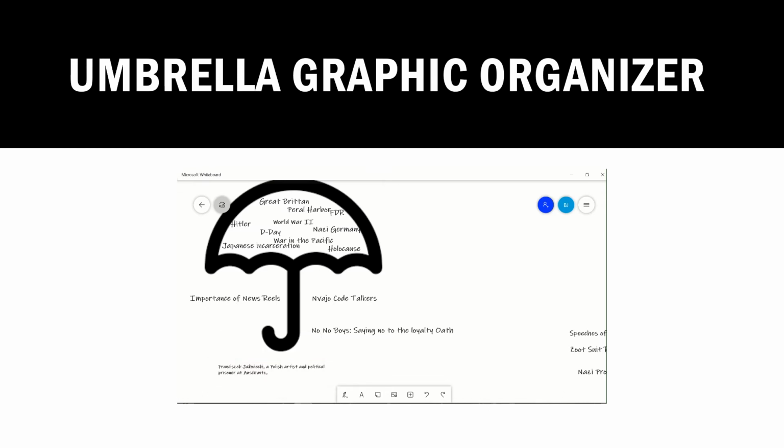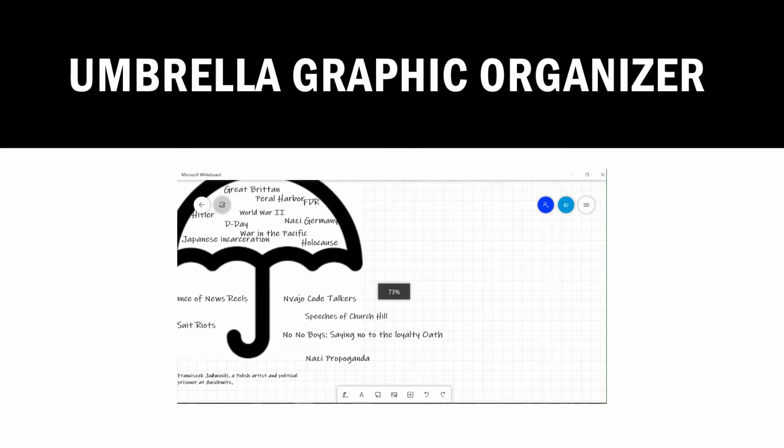He did portraits during the Holocaust from the inside of Auschwitz. Speeches of Churchill could go under Great Britain. We have one of my favorite topics, the Zoot Suit riots. Could you tie that right to World War II? We have Nazi propaganda, right? That could be a smaller idea relating to Nazi Germany.